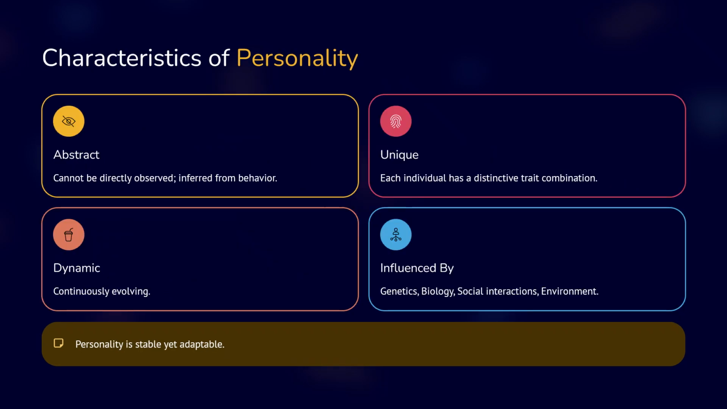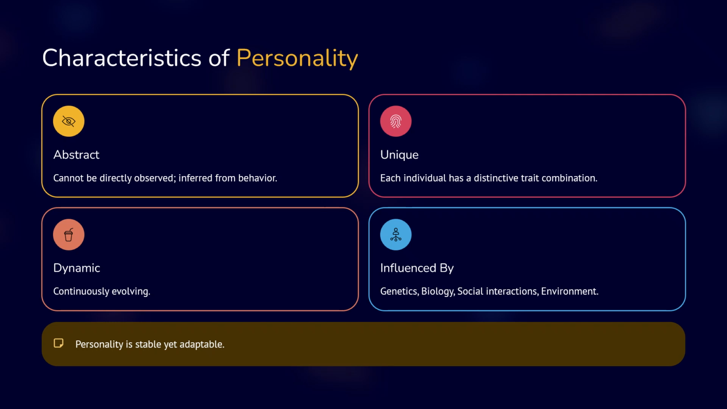What are the fundamental characteristics that define personality? First, personality is an abstraction. We cannot see a personality directly. Instead, we infer its existence by observing how a person behaves over time. Second, the term highlights the palpable uniqueness of every individual. By studying personality, we identify the specific combination of properties that make you different from everyone else.